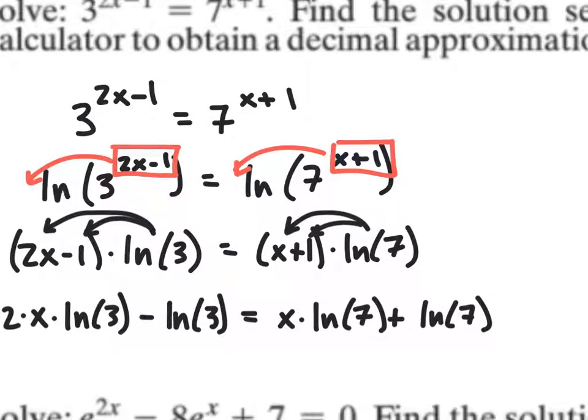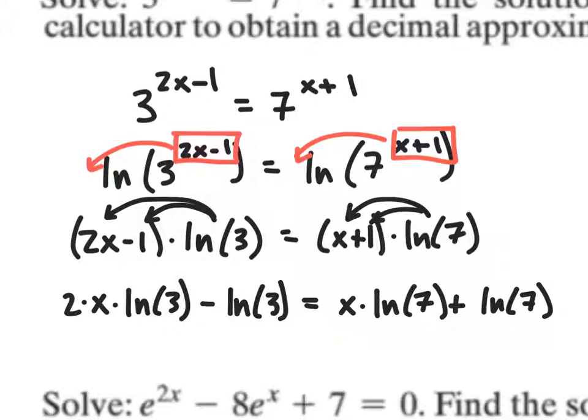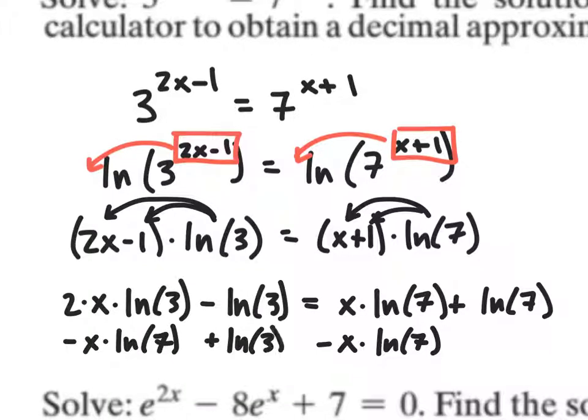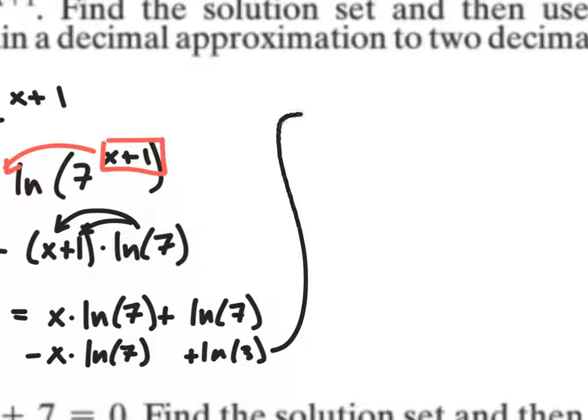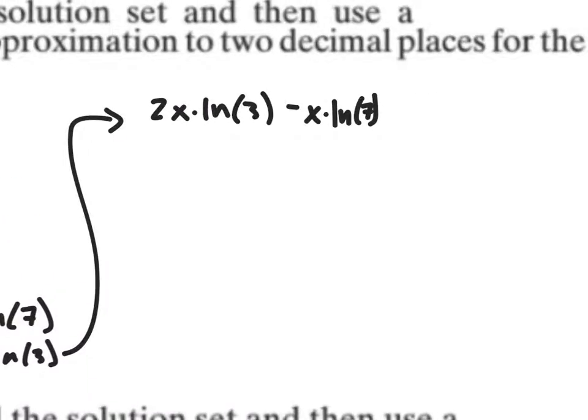What I'm going to do next is move my terms with an x, okay? So here and here, I'm going to get those on the same side, and everything else on the other side. So I'm going to subtract x times ln of 7 from both sides, so minus x times ln of 7, and I'm going to add the natural log of 3 to both sides. Okay? Now what I'm going to get here is 2x times the natural log of 3, all right, minus x times the natural log of 7, and that's going to equal the natural log of 7 plus the natural log of 3.